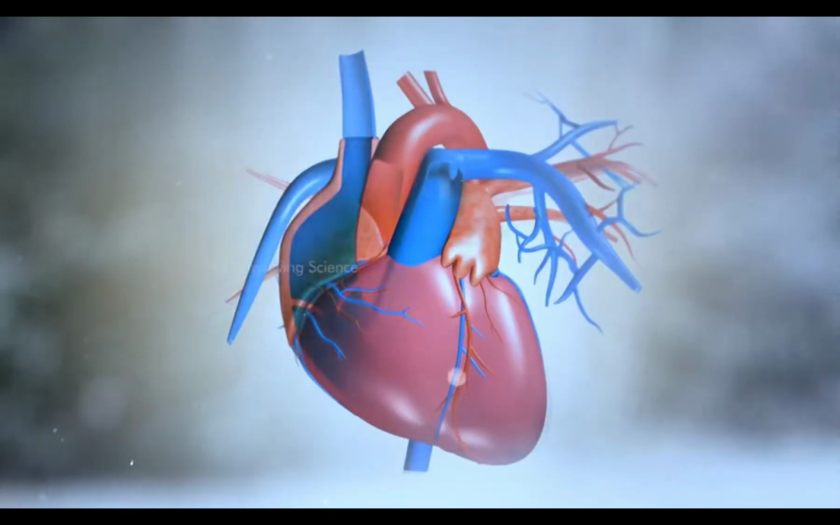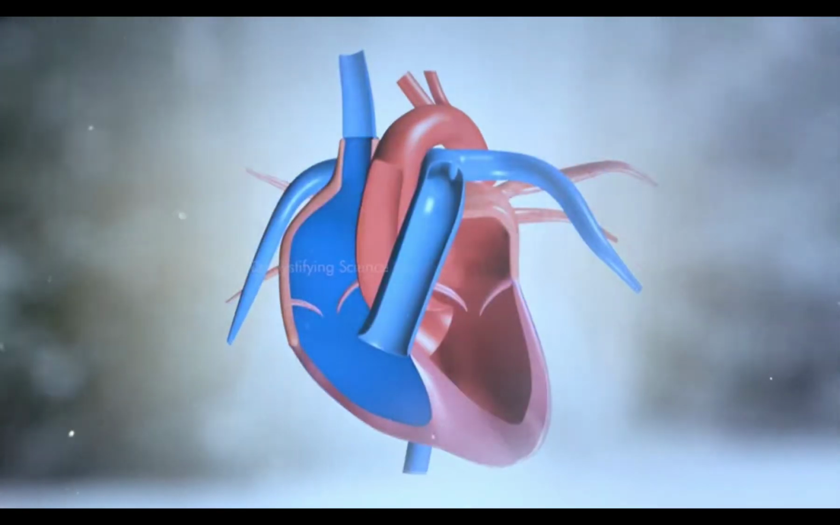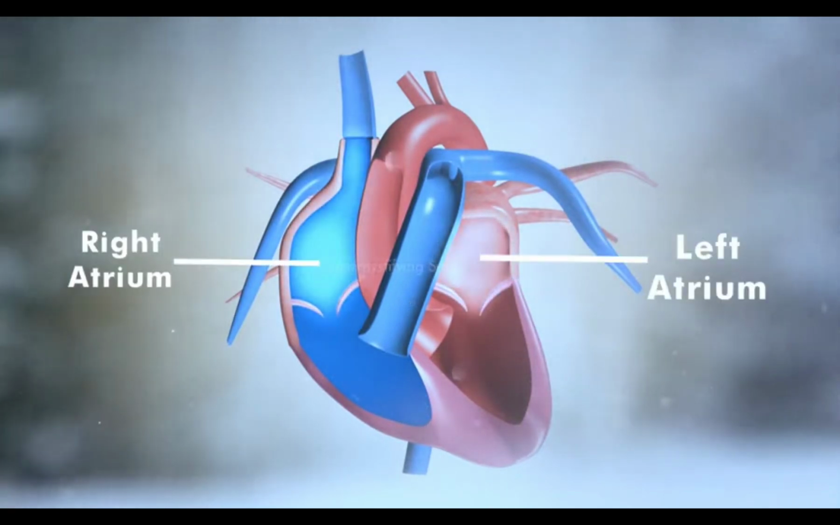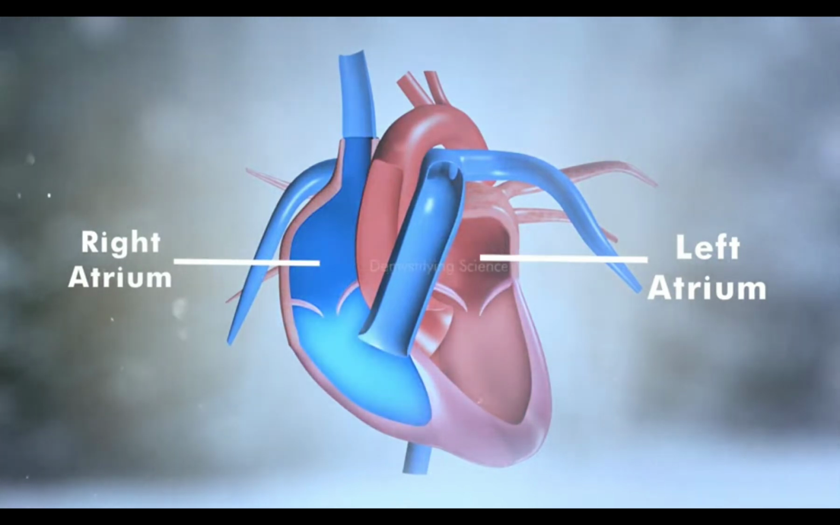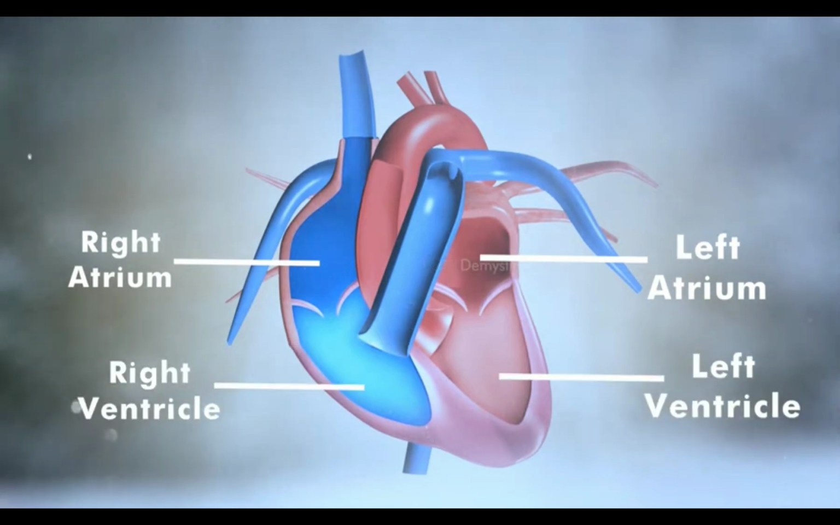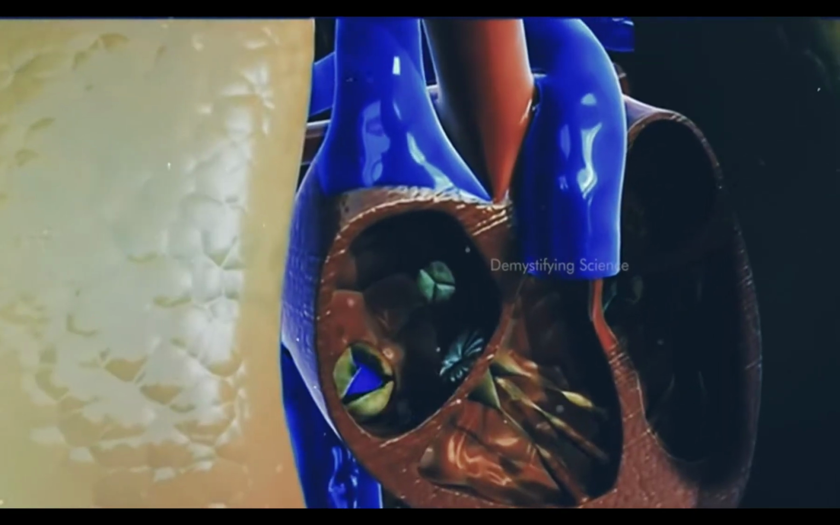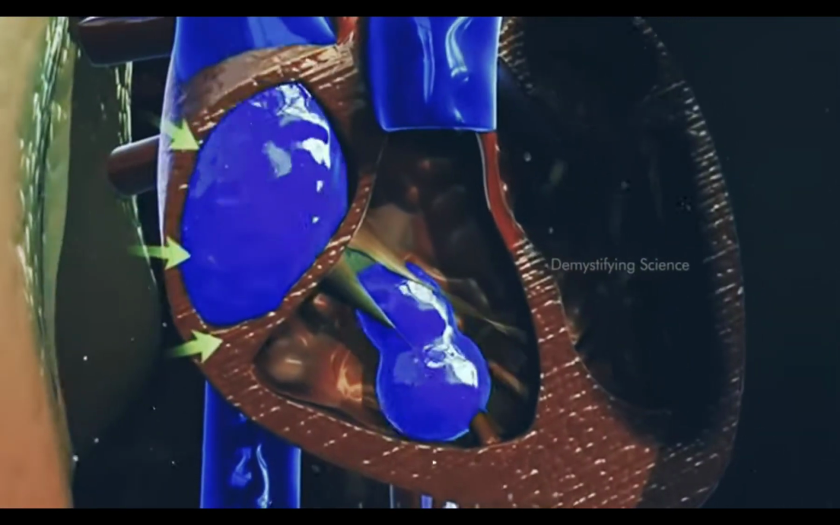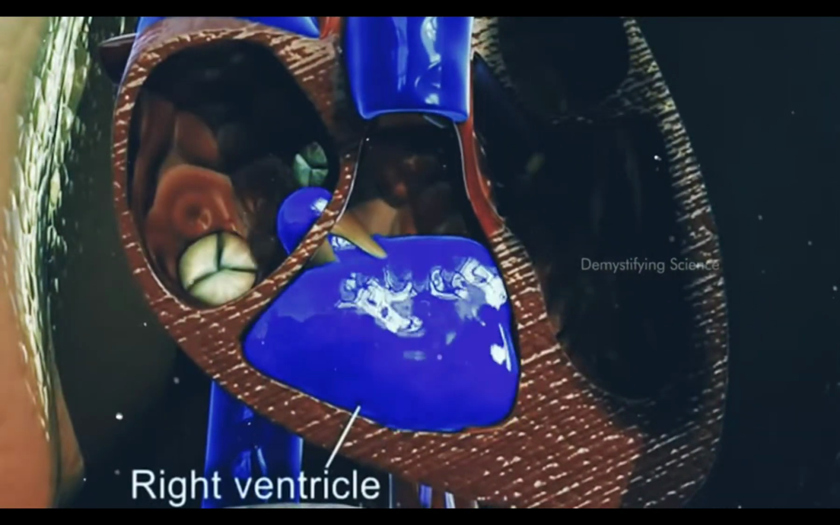The heart consists of 4 chambers. 2 chambers are located in the upper portion of the heart called atria, which consist of right and left atrium, while the 2 chambers are located in the lower portion of the heart called ventricles, which consist of right and left ventricle. The right atrium receives deoxygenated blood from the veins and pumps it to the right ventricle.